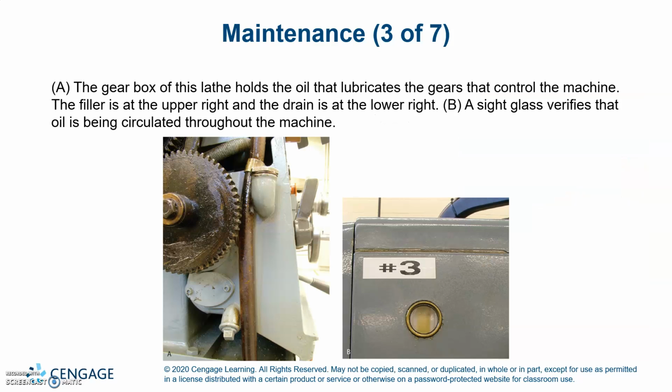The gearbox on this lathe holds the oil that lubricates the gears that control the machine. The filler is at the upper right and the drain is at the lower right. B is a sight glass that verifies that oil is being circulated through the machine.